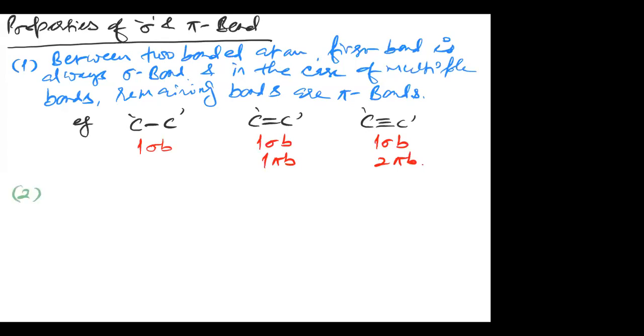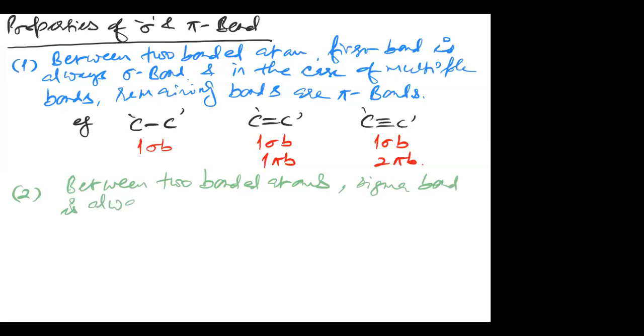Another property of sigma and pi bond: between two bonded atoms, sigma bond is always stronger than pi bond.